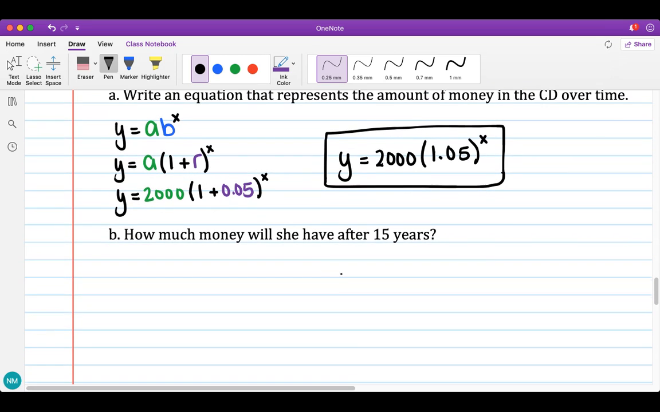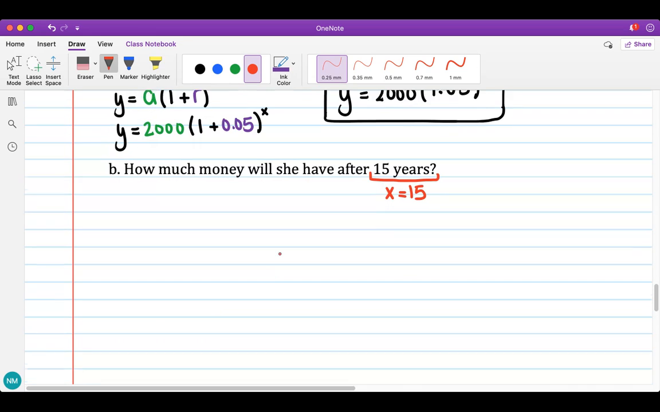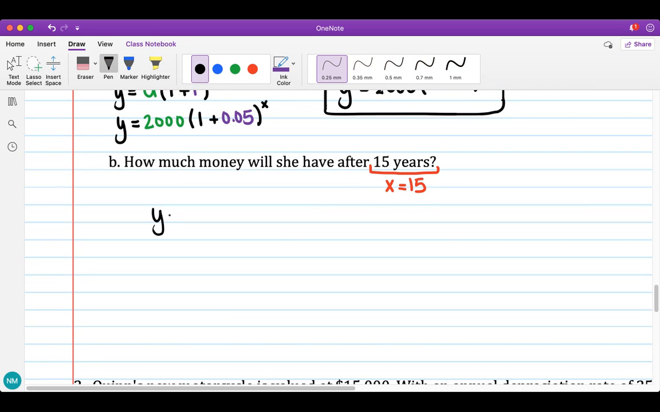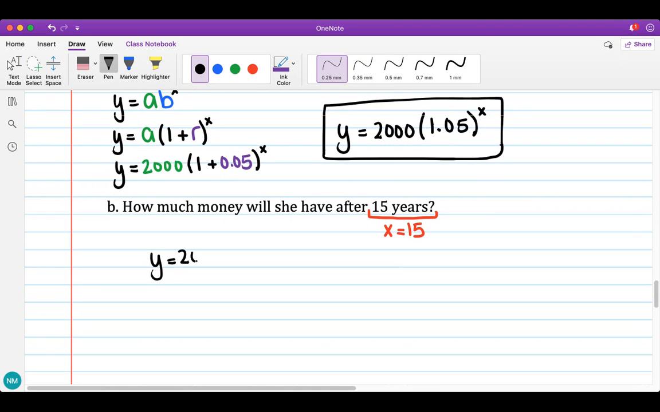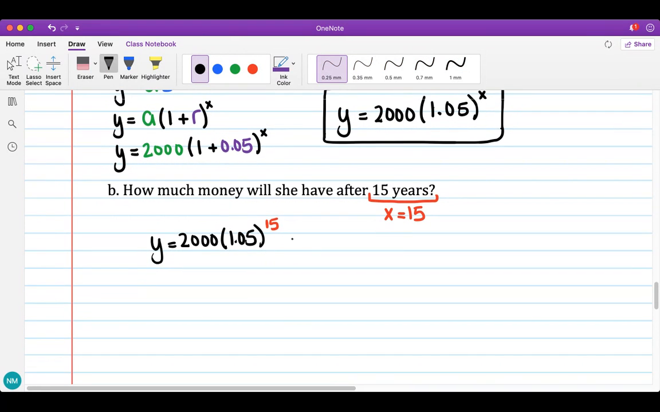There's your equation. And then how much money will she have after 15 years? Well, after 15 years tells me that X, because X is time, X is 15. So I have Y equals my equation that we just figured out, 2,000 times 1.05 to the X. And instead of writing X, I'm going to write the 15th power. And this is where your calculator becomes your best friend. So we have 2,000 times 1.05 to the 15th power, which I do not know off the top of my head. Sue me.